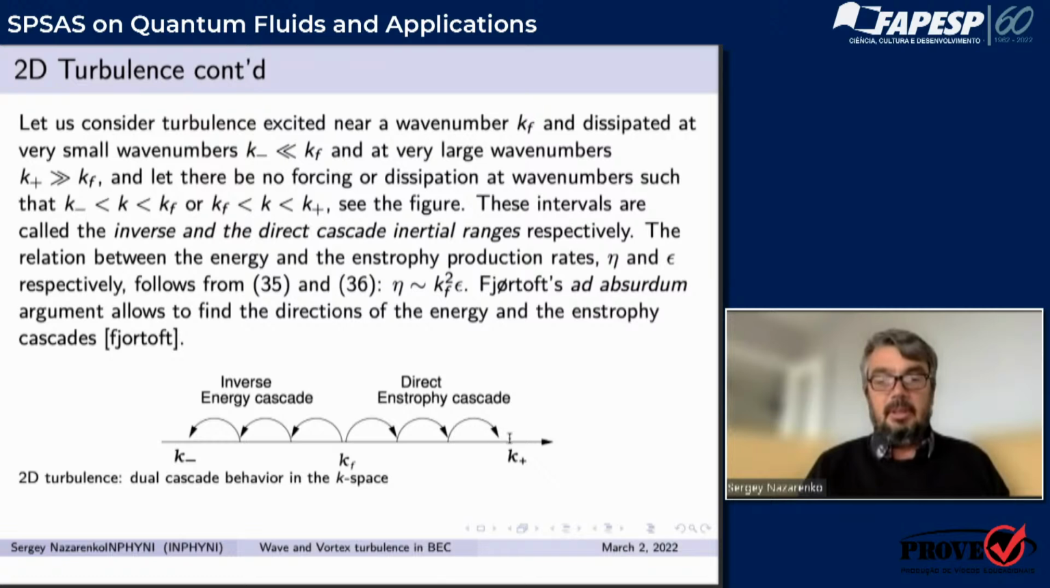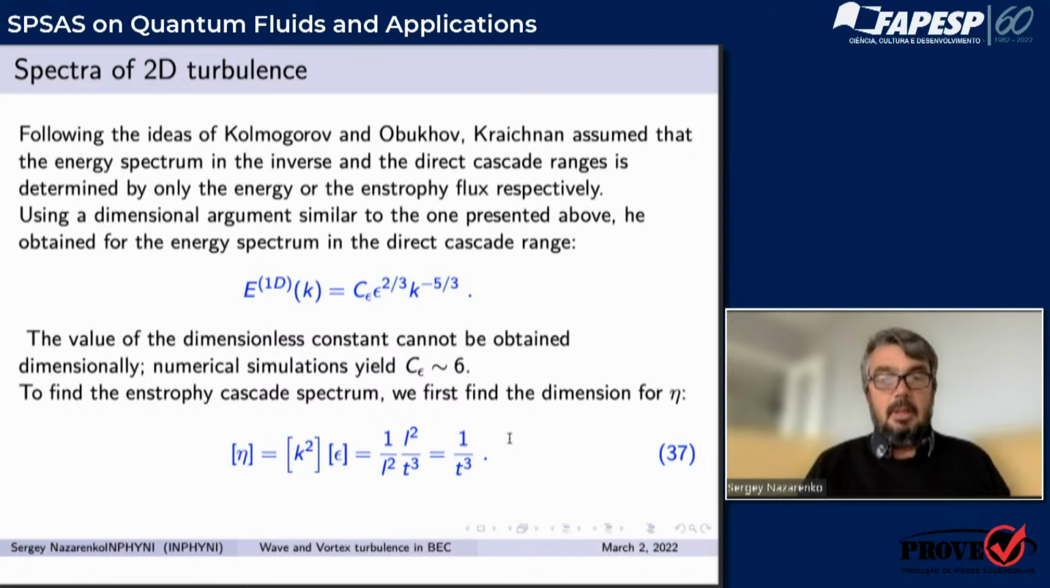Now we can apply the scaling argument of Kolmogorov and Obukhov type and obtain the spectra corresponding to these forward and inverse cascades. This was done first by Robert Kraichnan, who was the last living student of Albert Einstein, and who got into studying turbulence because Einstein was fascinated by the turbulence problem, and he gave him that project as a PhD student.